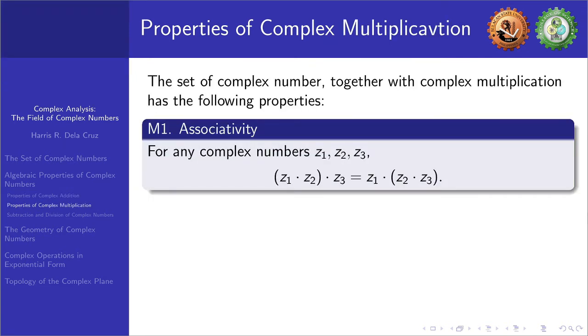For complex multiplication, we have the following properties. Again, it should be clear that complex multiplication is closed in the set of complex numbers. Meaning, if you multiply two complex numbers, then the product is again another complex number. So start with associativity. For any complex numbers C1, C2, and C3, the product (C1 C2) times C3 is equal to C1 times (C2 C3). Same as the addition, we can regroup multiplication. We can transfer the grouping from C1 and C2 to C2 and C3, and the product is still the same.